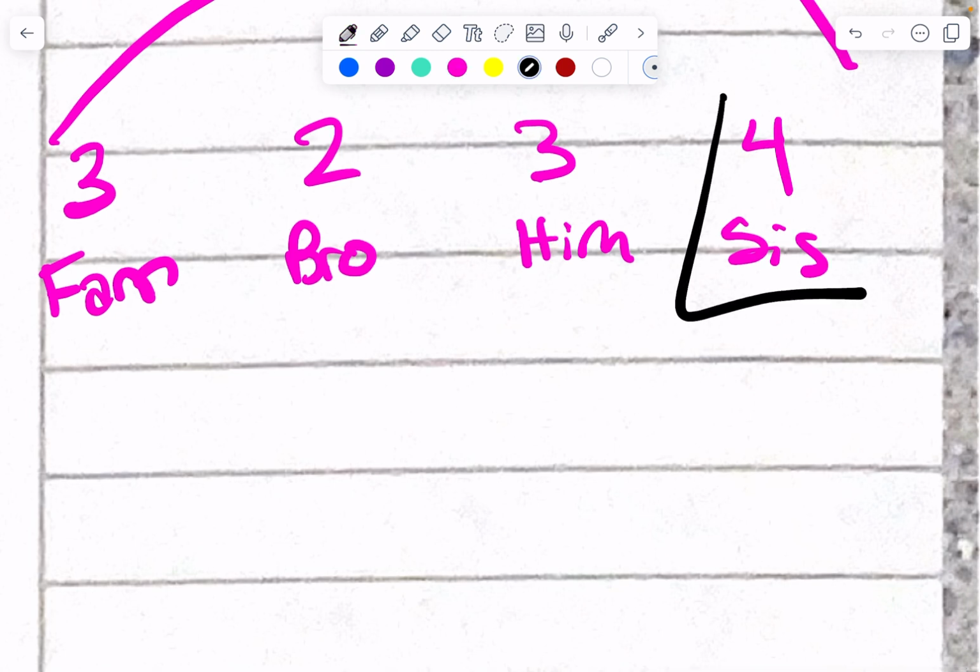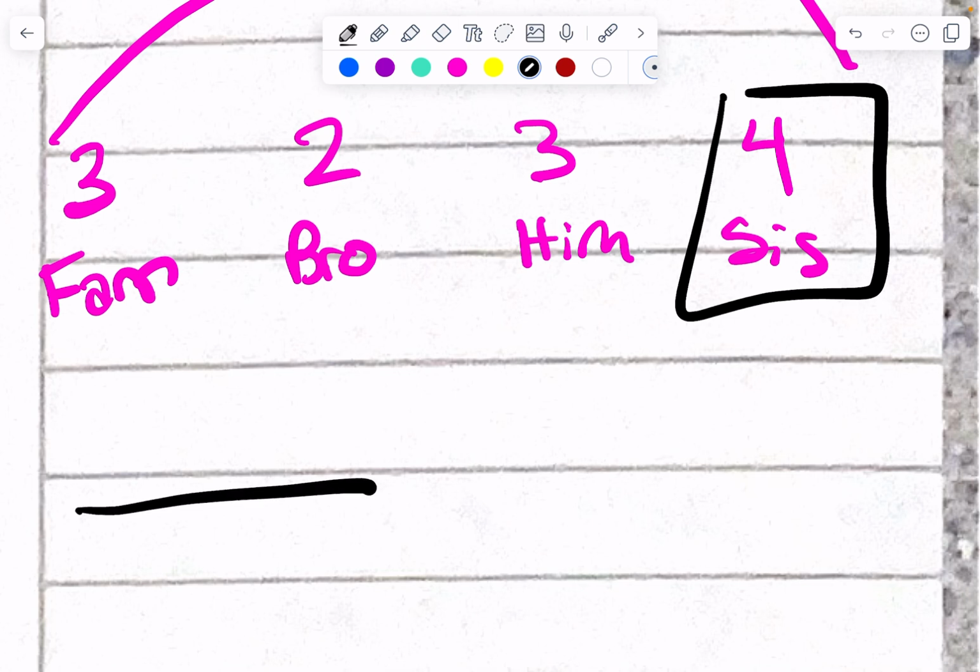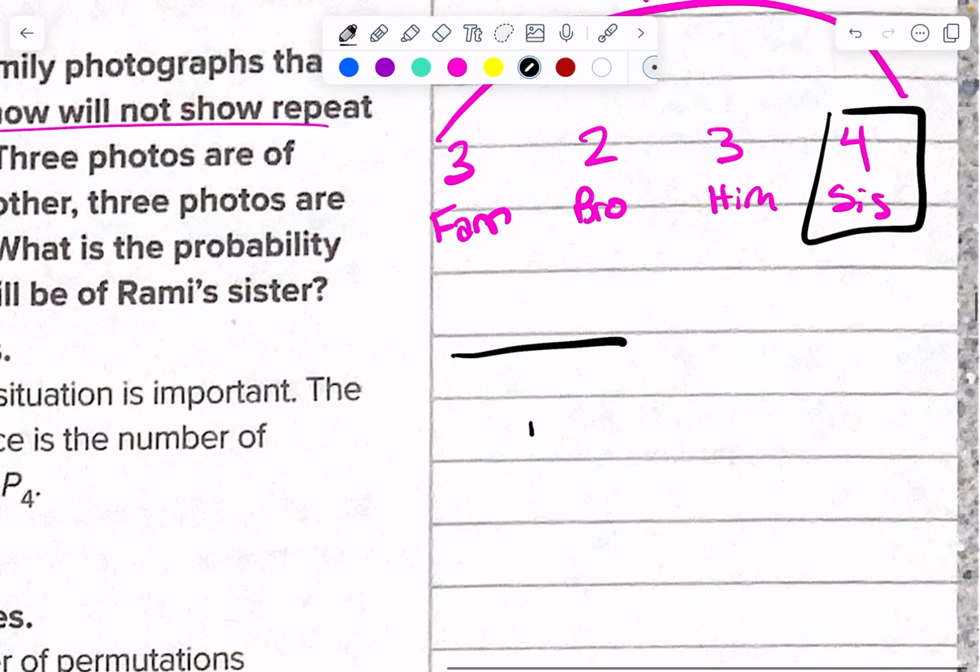The first 4 pictures are going to be of Rami's sister. Does it matter the order that those 4 pictures appear in? No, we just care that they're the first 4, right? Okay, so we have to figure out what N is, and we have to figure out what R is. That's where I start from if I'm ever confused. I just need to know N and R, and I need to know whether it's a P or a C. That's all I have to do. 12. Okay? So N is 12.